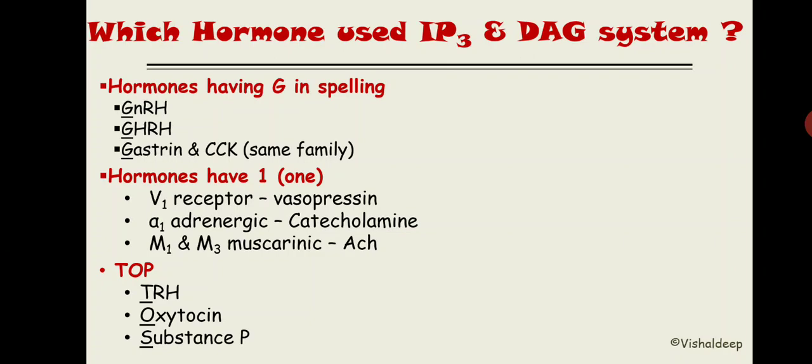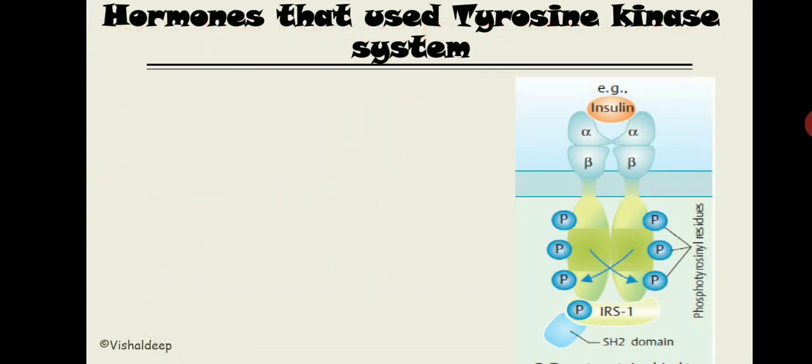Got it? These are the lists that use the IP3/DAG system. Again, this is right for about 90 to 95% of the cases. Sometimes it does not work, but most of the time it will work. Now, hormones that use the tyrosine kinase system.